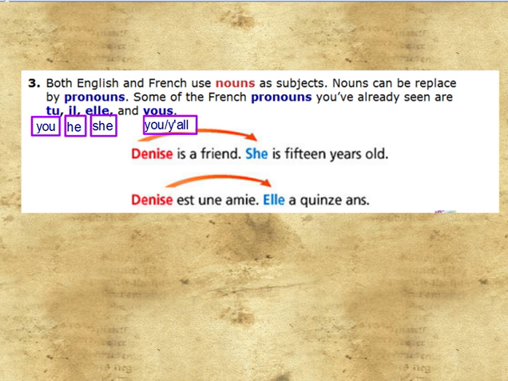But go ahead and start working on memorizing the actual meanings of those subject pronouns, as far as je means I, tu means you, il means he, elle means she, nous means we, vous means y'all, and ils and elles both mean they.